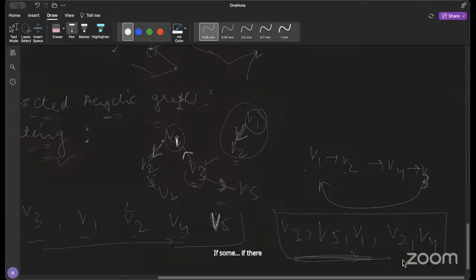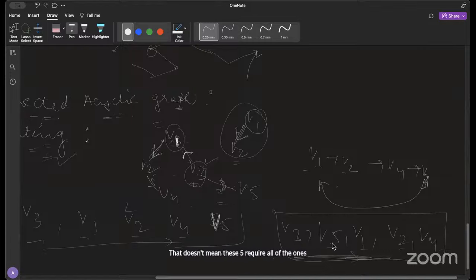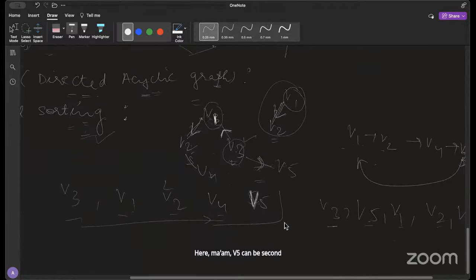Yes, ma'am. We can go in this order. If the student knows that I require the subjects as per this graph, then can that student start studying V3 and then V5, V1, V2, V4? Is there a problem? No, ma'am. It doesn't mean V5 requires all of these that come after it. We don't mean that. We're just trying to find an order. That's all.